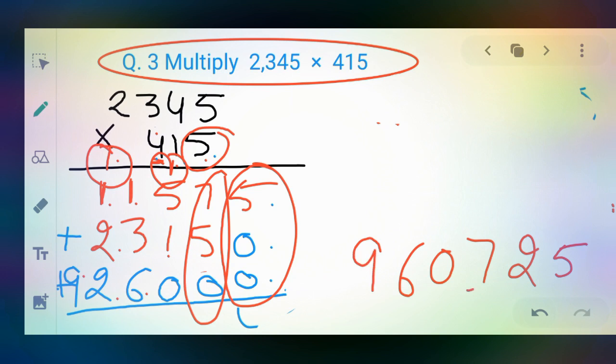So after writing this, what you get? You get 960,725. So dear student, this is your answer which you get after multiplying.